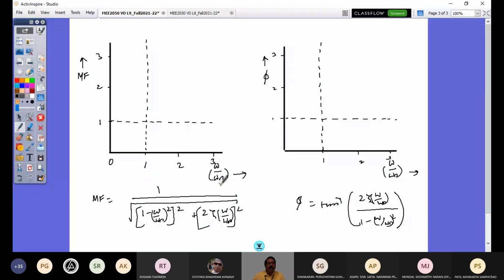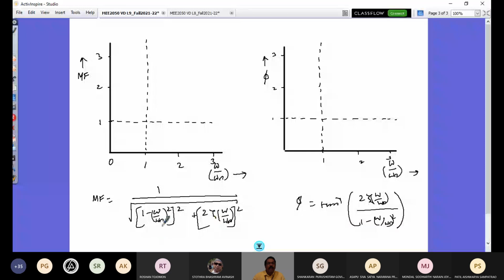When the zeta value is 0, that's a very special case. When zeta is 0, that becomes 1 by this, which is undamped forced vibration. And we have seen that this would always start from 1. So when omega by omega n is 0, that means the excitation frequency omega is 0. So what is the value? That's going to be 1. So the plot would start from here, and it goes in a smooth curve like this to infinity, and then again from infinity it will come down and go to 0 asymptotically. So this is when the zeta value is equal to 0.